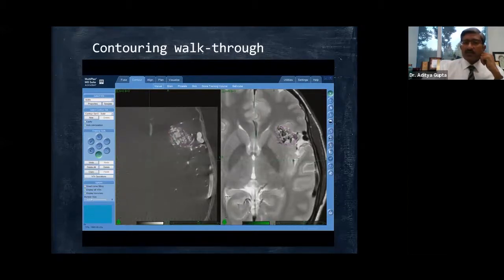The attempt is to exclude the draining veins, only include the proximal part of the draining vein as it exits the AVM.